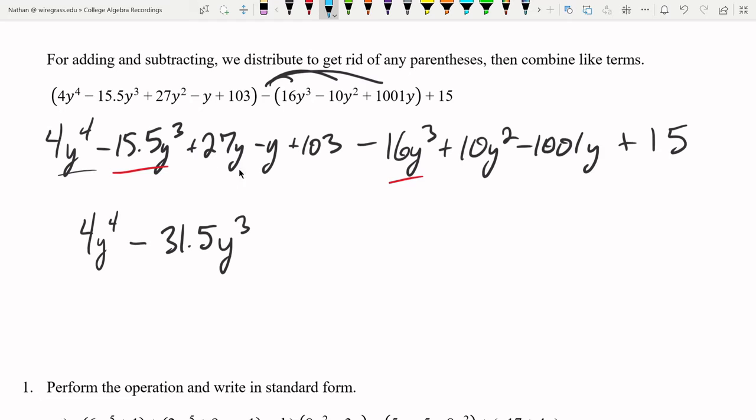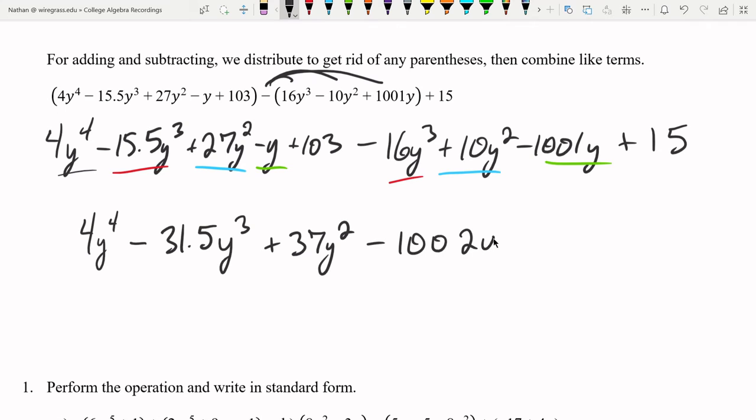The next highest power is y squared. There's only one of those, so we can go ahead, write that one down. Oh, actually, there's a y squared here. I forgot that one. So we can combine those two now. Let's see, 27 plus 10y, that's going to be 37y squared. All right, the next one is y. We have two of those. Let's combine those. It's going to be negative 1002y. And finally, we have the constants, 103 and 15. That's going to give us 118. So this is a 4th degree polynomial.